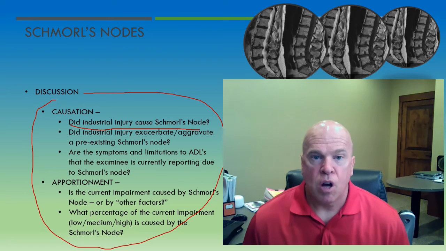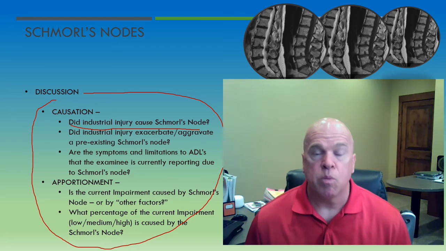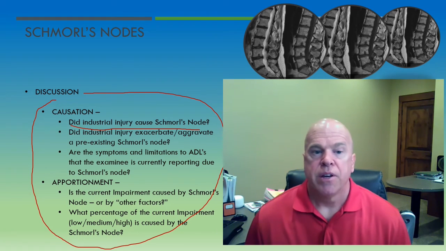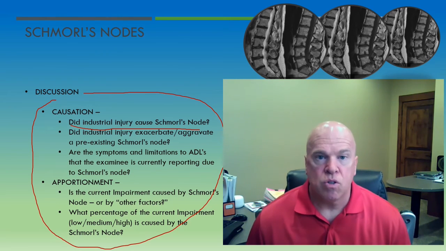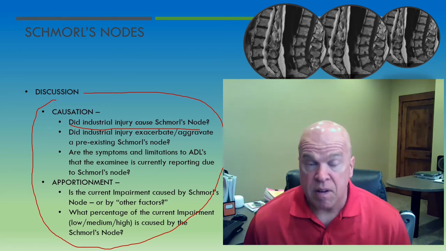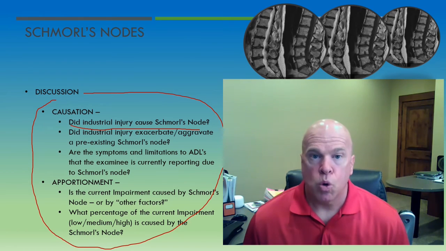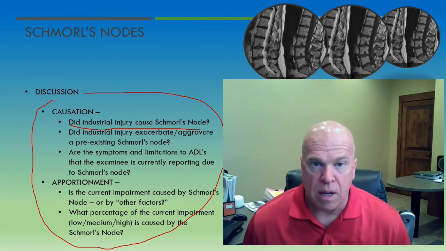But for now, let's talk about some of the different permanent impairment options that you have available in providing for an impairment rating for examinees who have persisting back pain symptoms, who have limitations to activities of daily living, due at least in some part to a Schmorl's node in the thoracolumbar spine. Okay, so let's talk about different permanent impairment options.